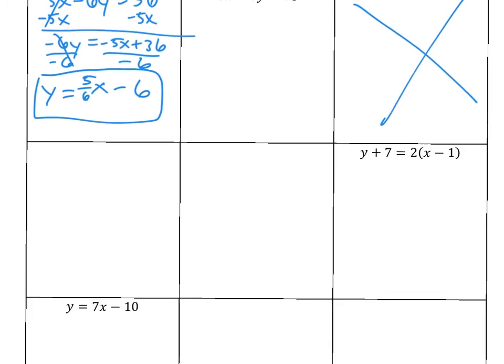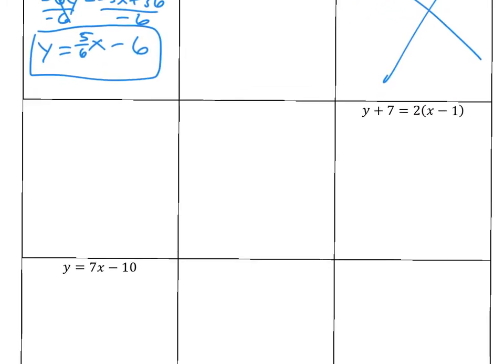Let's look at this next equation. We have it already in point slope form. y plus 7 equals 2 times x minus 1. So we're going to first write it from point slope form into standard form. So I will rewrite it here. Our first step is going to be to distribute. So I'm going to distribute the 2 into the parentheses, and I'll be left with y plus 7 is equal to 2x minus 2.